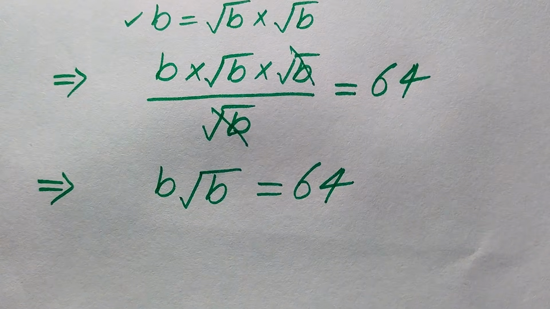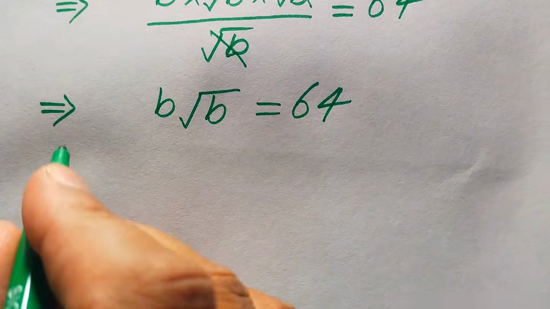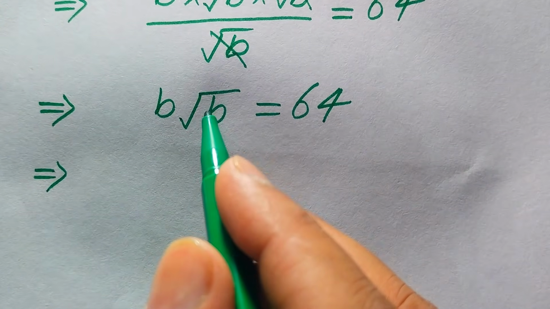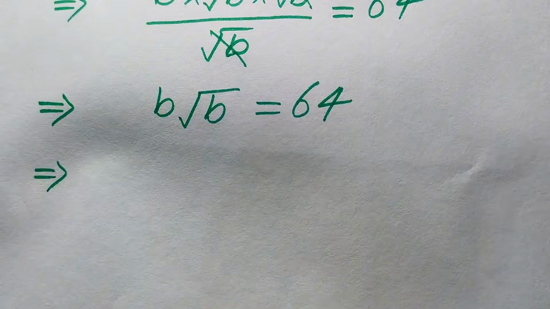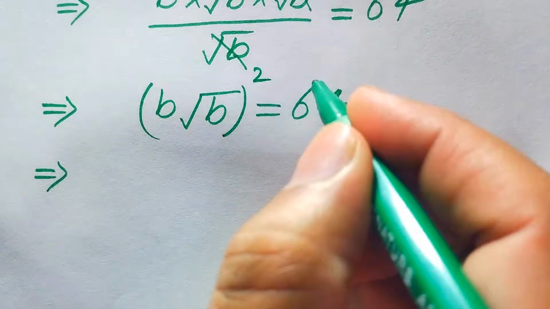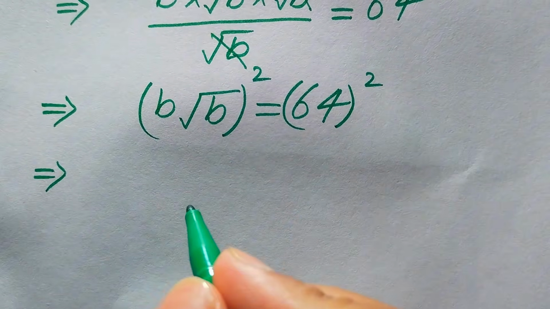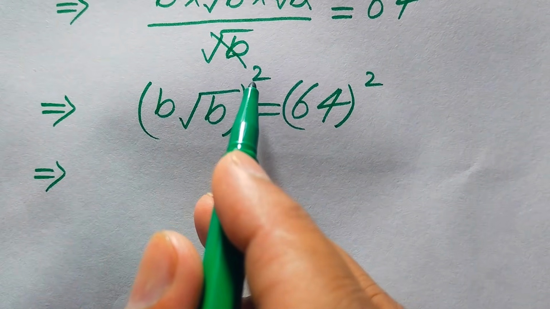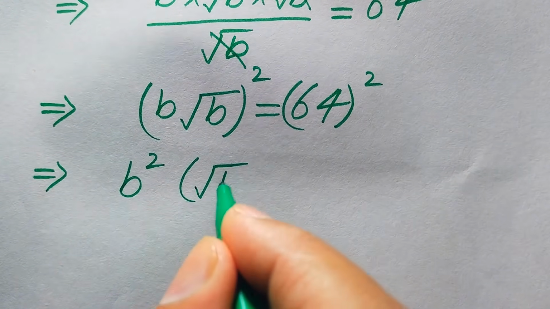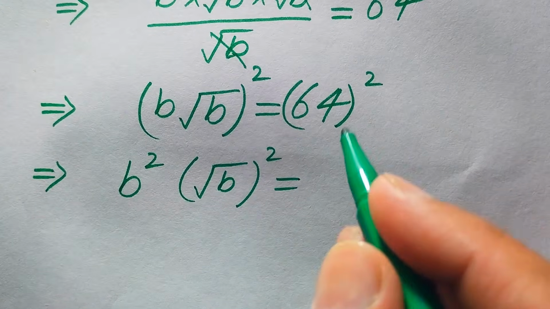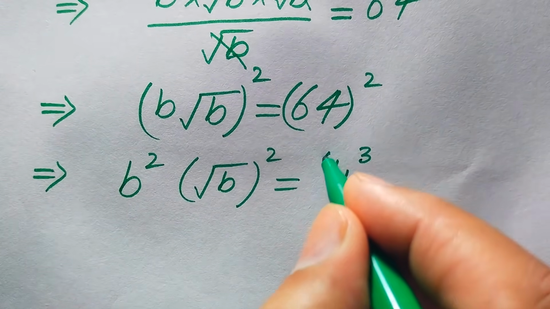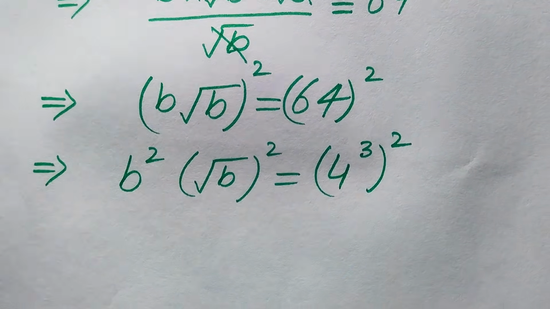And now in the next step, we need a little bit more simplification, and here we need to remove this square root sign. So for this we apply squaring on both of the sides. When we apply squaring, we apply the square separately on both of these two values, and it will become b square into square root of b whole square is equal to 64, and we know that 4 cubed becomes 64, and its whole square.